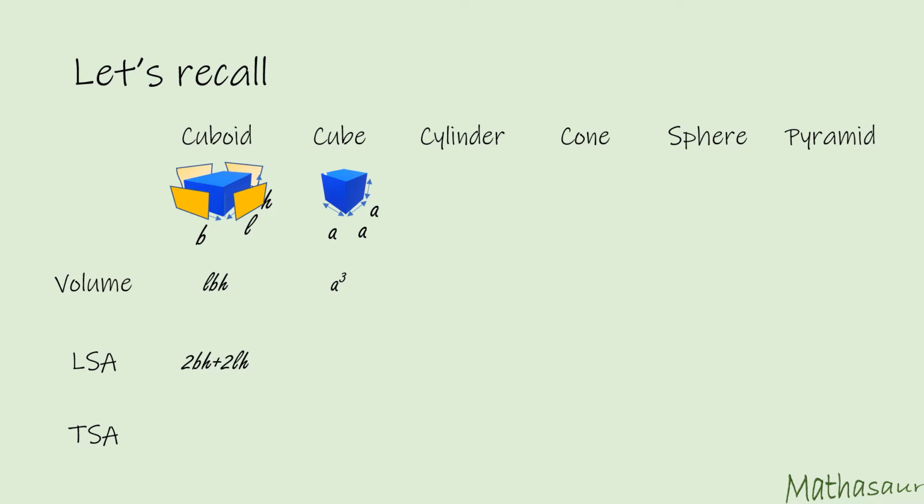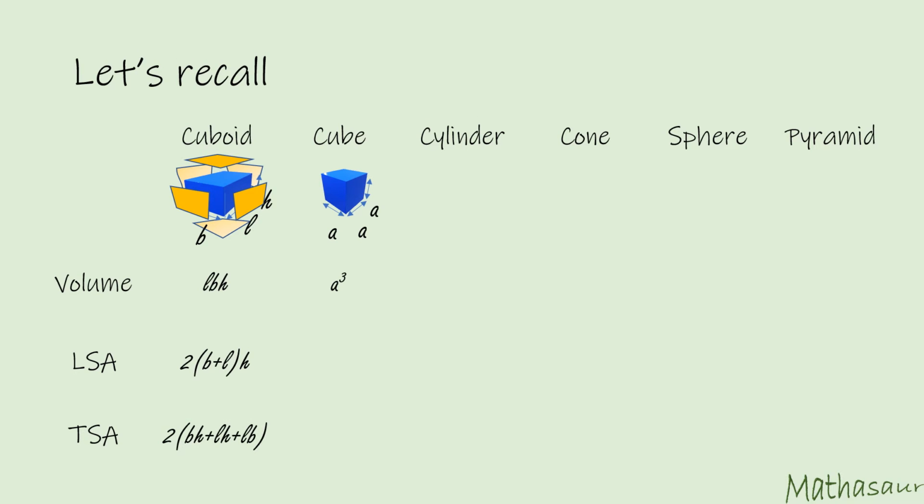The lateral surface area of a cuboid would be the four faces or four rectangles. Two faces would have area b times h, hence 2 times bh. The other two faces would have an area l times h, hence 2 times lh. Upon adding, we get 2 times (bh plus lh). We can also take h common, so we get 2 times (b plus l) times h.